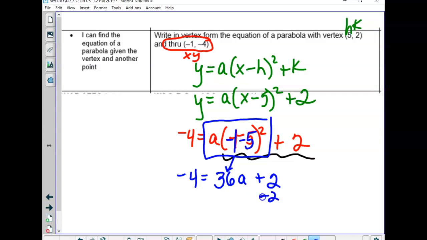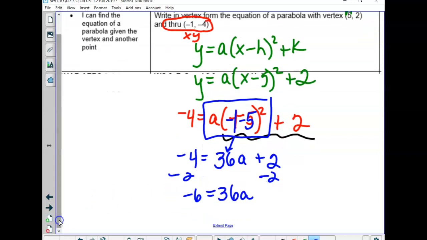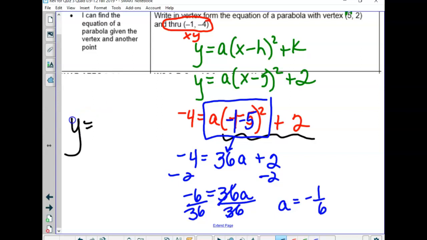All right, so then you would subtract 2, get -6, and the answer is not 6. Don't make silly little mistakes because you were too lazy to show your work. You have to divide, and this reduces to -1/6. So then final answer is y equals -1/6 (x minus 5) squared plus 2. This form with the a substituted in.